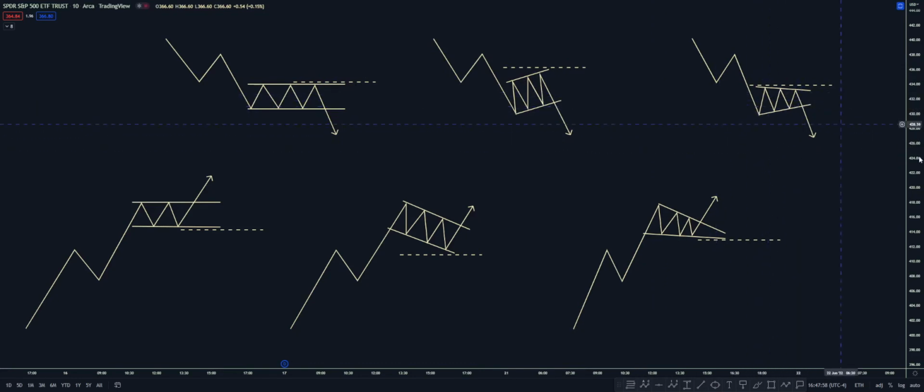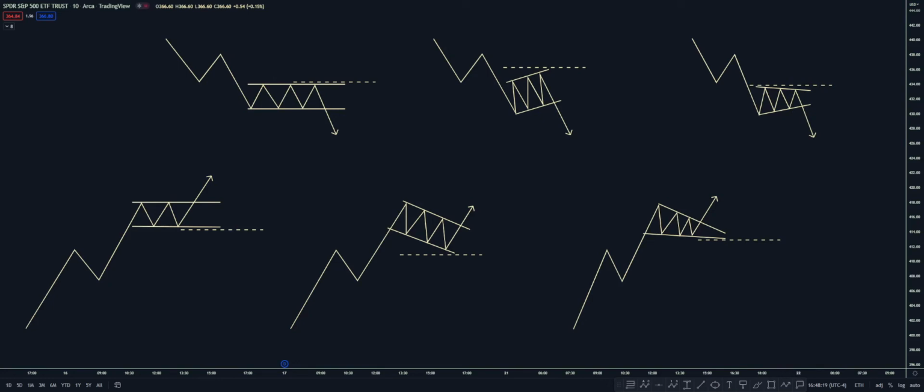And this third formation is that bear pennant, bear wedge, whatever you want to refer to it as. Again, why is this different from these? Because it gets tighter in consolidation almost to a point. And these are the 3 main ones that you're going to want to familiarize yourself with.